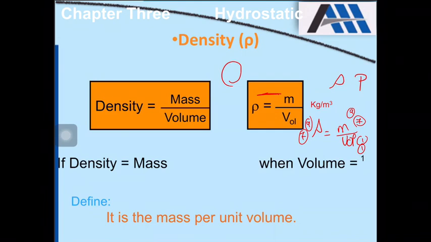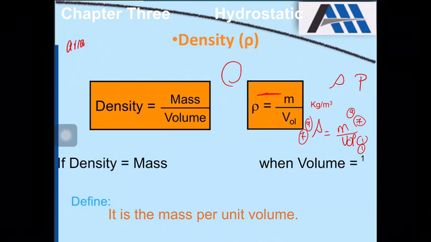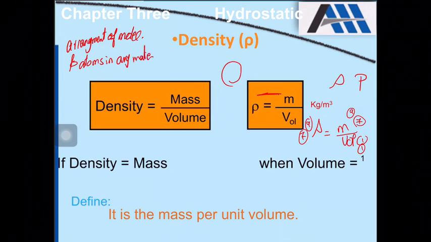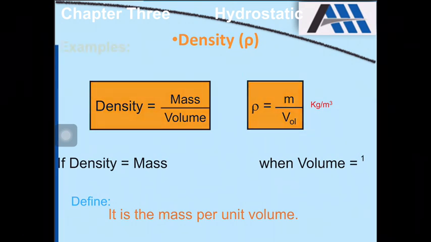The density, in other words, describes the arrangement of molecules and atoms in any material. For example, the density of iron is different from that of copper, is different from that of aluminium, from any other material. This means that the arrangement of the molecules and atoms in any material differs from each other. Also, the concentration of the atoms and the molecules.